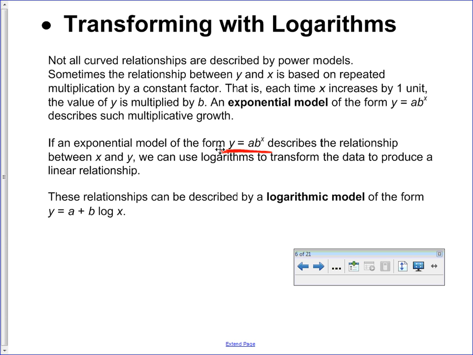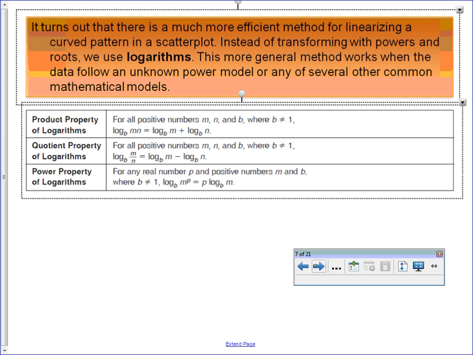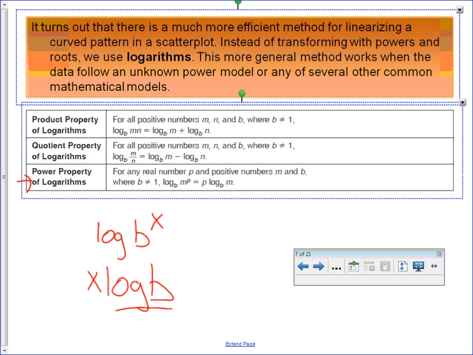To understand why we do it this way, a lot of times it's useful to remember the rules of logarithms. I just threw these in here. The big one is the power property of logarithms. If I have, say, some constant b to the x power, and I take the log of it, that becomes x times the log of b. Well, this is going to be a constant, and this will be a variable, and now the data will be linear.